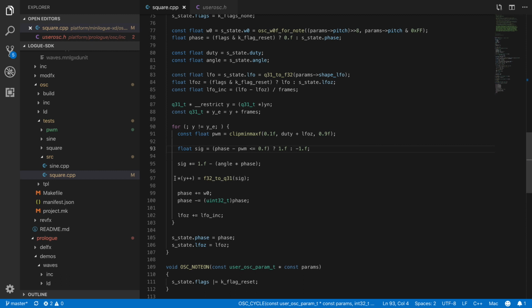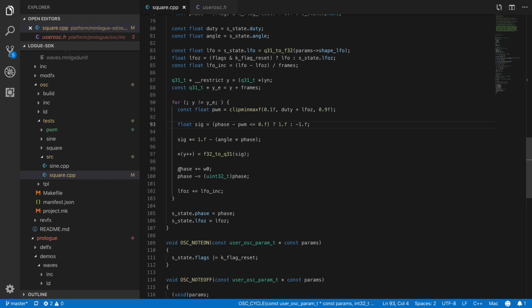This is an idiom in C, or a short way of writing stuff. So the star in here means the content of the address of the buffer is getting assigned the value of the signal. So you're basically storing that value in that buffer, and then afterwards you are increasing the address of the buffer pointer. Then the phase is going to get incremented by our phase increment.